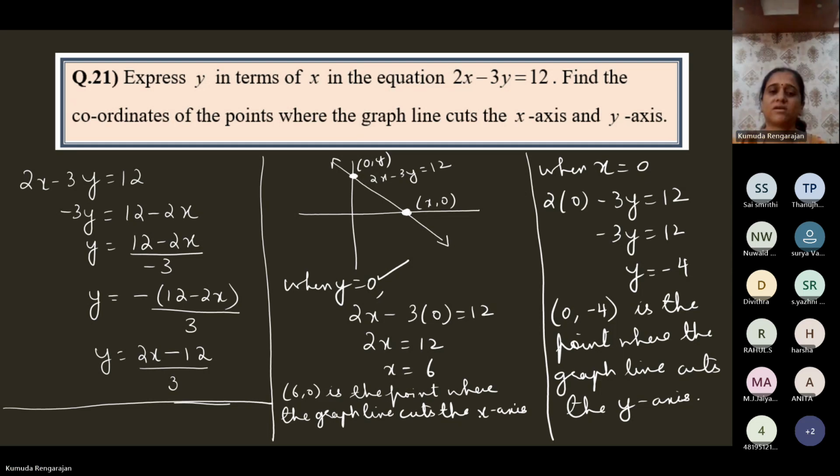So clearly, x, 0, that is 6, 0 is the point where the graph line cuts the x-axis. Now for the y-axis, the x coordinate is 0. X is always 0. So we'll use x as 0 in the given equation and we'll find the corresponding y value. We get y is equal to -4. So how's the address like? 0, comma y. So 0, comma -4. So 0, comma -4 is the point where the graph line cuts the y-axis.